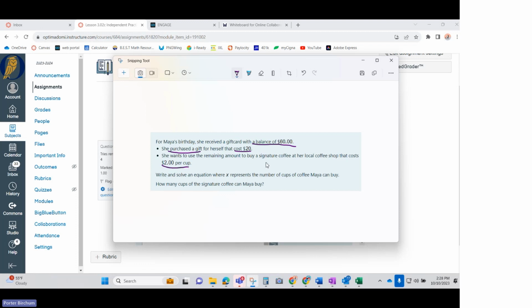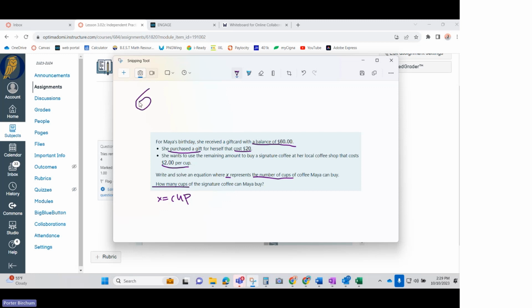Okay, so she wants to buy coffee at the coffee shop. And she wants to buy a lot of coffee, so like $2 per cup. So she's buying a lot of cups, right? X represents the number of cups. How many cups does she buy? So X equals cups. How many cups? I'm going to solve this problem a different way without building an equation. Then I'll explain it after.